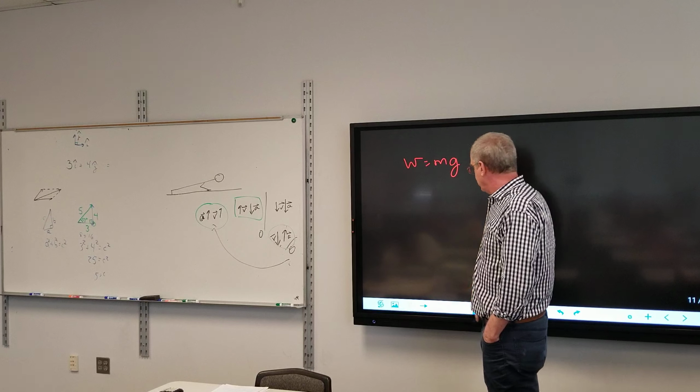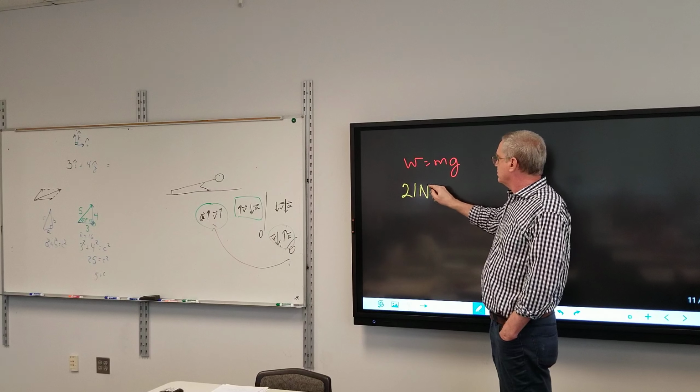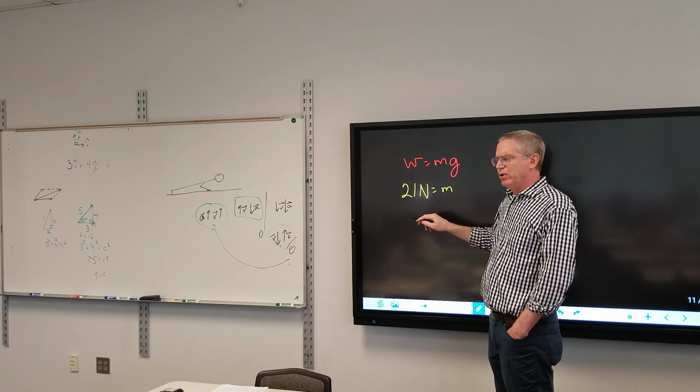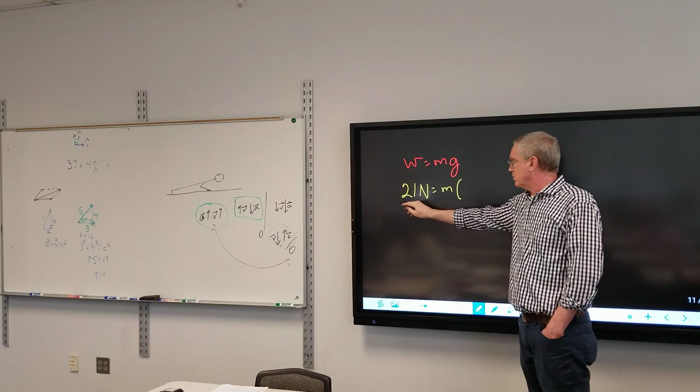W equals mg, which most of you should be familiar with, given that last slide. So if the weight is 21 newtons, the book was 21 newtons, it is mass times the acceleration due to gravity. This was the book on Earth.